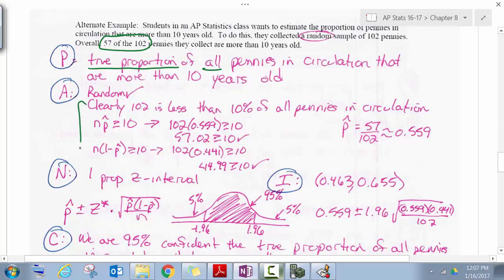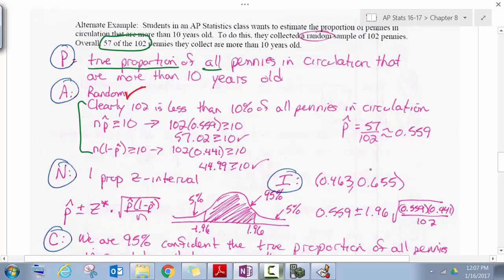So these two are exactly the same as what we were doing before. The only new thing is that we have that it's random as well. Then we name the test. Real simple. It's a 1 proportion z interval. That's it. Done. Move on.